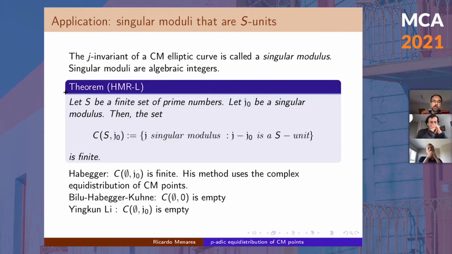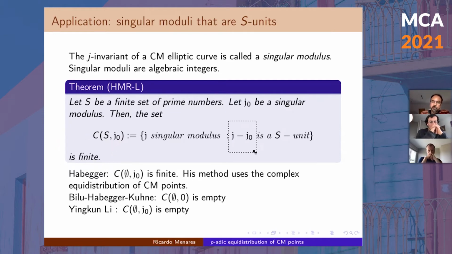The theorem that we can prove using our result is the following. You fix S, a finite set of prime numbers, and fix a singular modulus J0. It's fixed. Then the set of all singular moduli J such that the difference J minus J0 is an S-unit is finite. That's what our theorem is telling you.